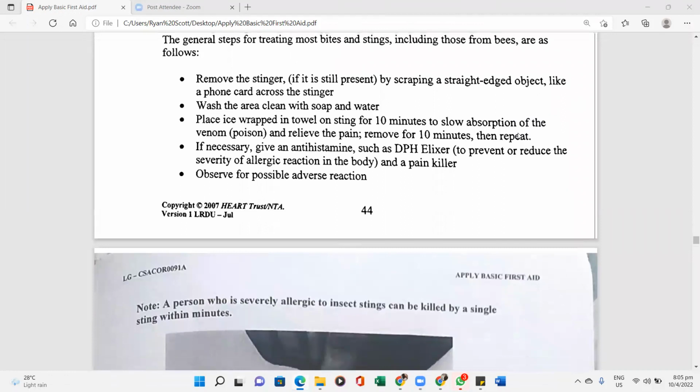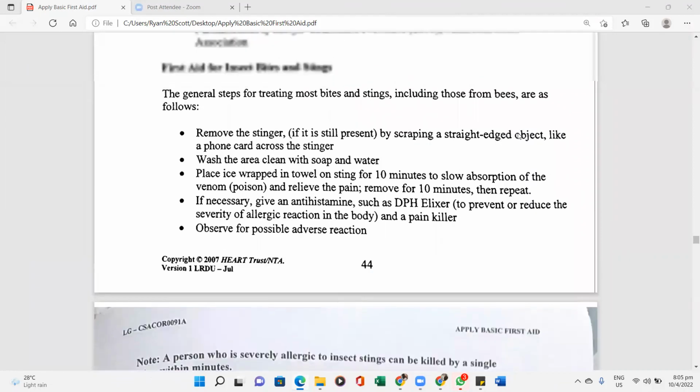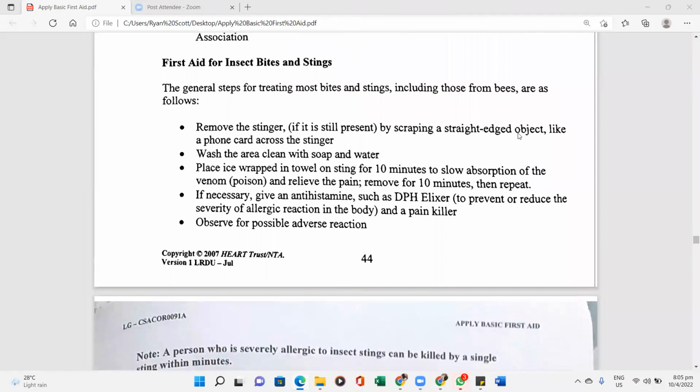Okay. All right, so first aid for insect bites and stings, right? The general steps for treating most insect bites and stings, including those from bees and the others. So remove the stinger. Everybody knows about the stinger already, right? It's a piece of the bug where the toxic substance came from. Sometimes it breaks off and is left in the skin. And you can literally see the piece of stinger in the skin, right? What you're supposed to do is use a scraper to remove it, okay?